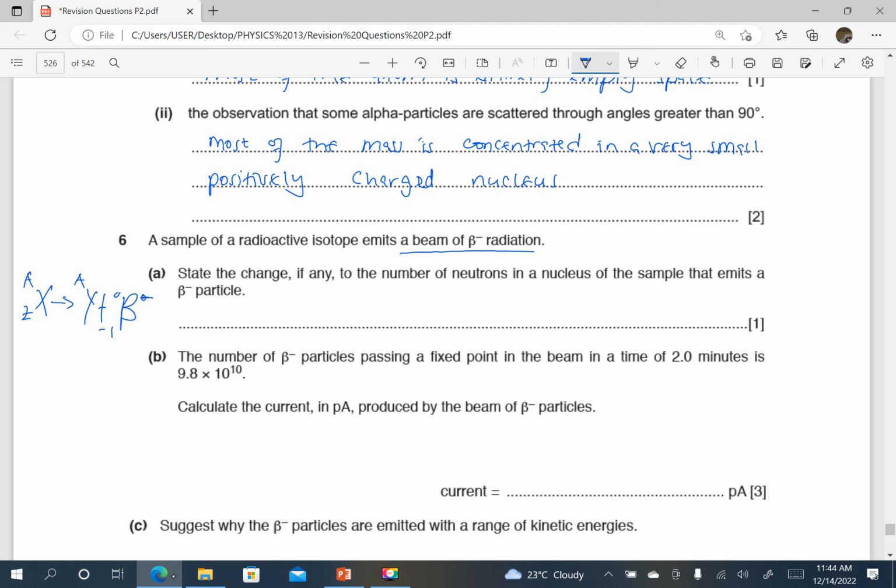Proton number Z must be +1 so that it balances. So proton number increases by 1. If proton number increases by 1, remember number of neutrons is equal to number of nucleons minus proton number.